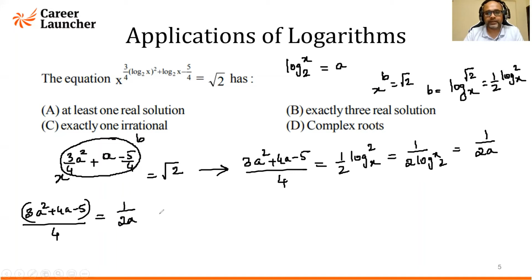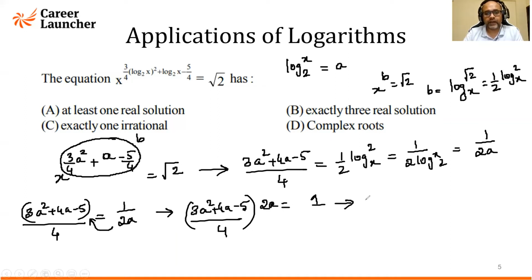Okay, so what happens here? If I multiply both sides with 2a, I will bring this 2a here. So this will become 3a square plus 4a minus 5 by 4 into 2a is equal to 1. So this gives me a cubic equation, but that's okay. I'll take this 4 and bring it to the left hand side. So my left hand side totally becomes 6a cube plus 8a square minus 10a minus 4 equal to 0. So this is a proper cubic equation.